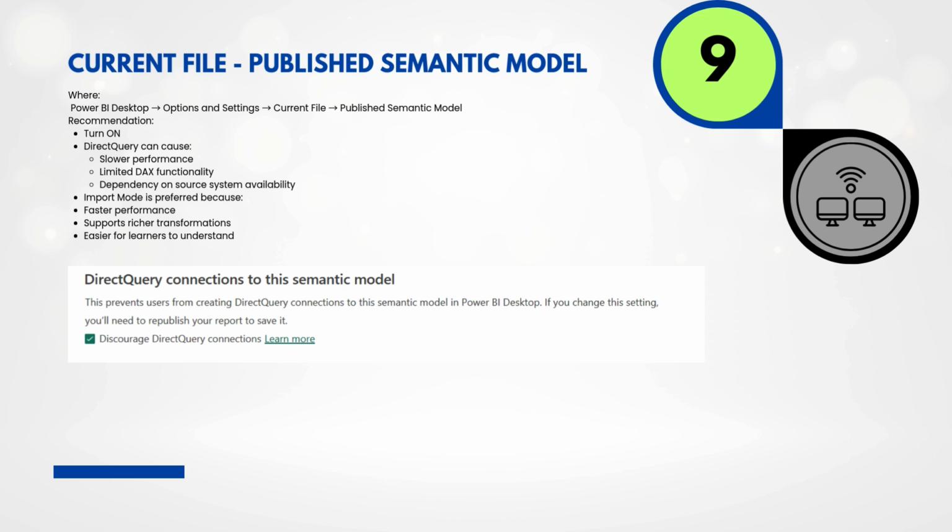Performance slows down because every click depends on the source system. DAX functionality is limited, so you can't use the full power of calculations. And if the source system is unavailable, your report simply won't work. It's like running to the grocery store every time you need an ingredient: slow, inconvenient, and unreliable.